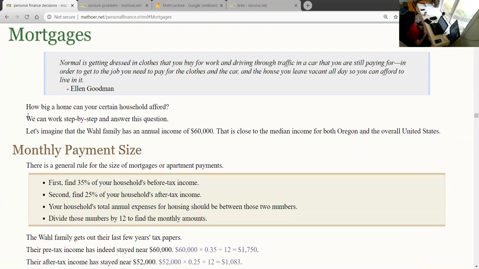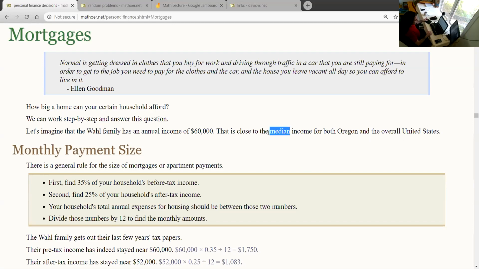So our big theme for the mortgages topic is how big a home can your household afford, or whatever household we're talking about. So we're just going to pick an example. So the Wall family has a $60,000 a year income, which, by the way, is close to the median income for Oregon and the US overall.